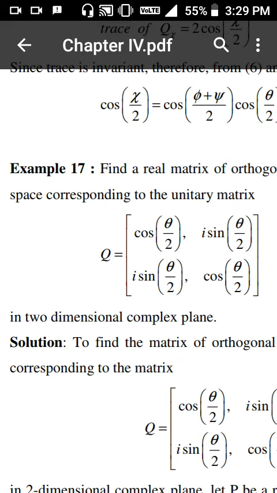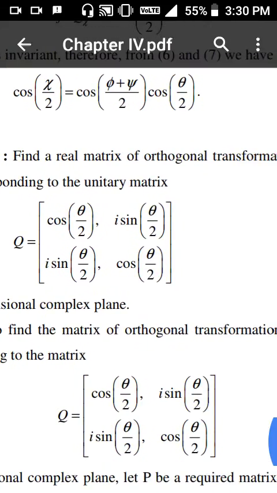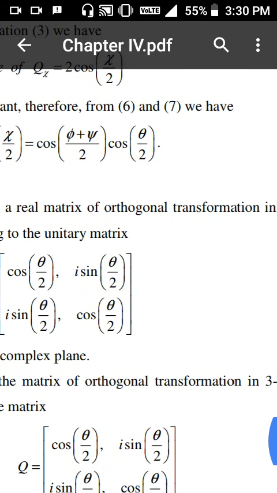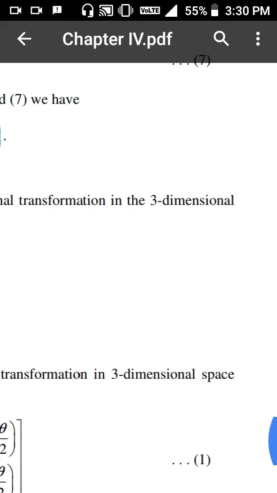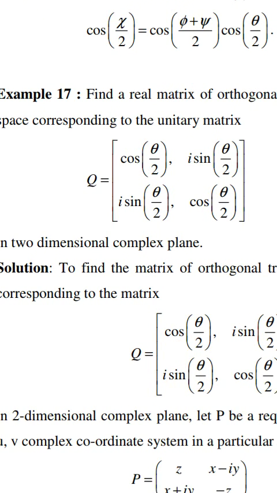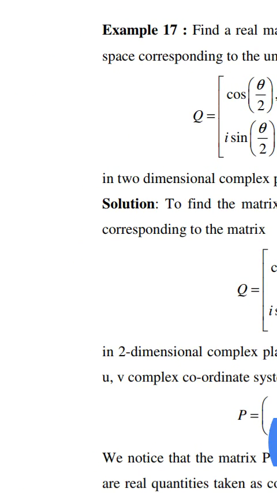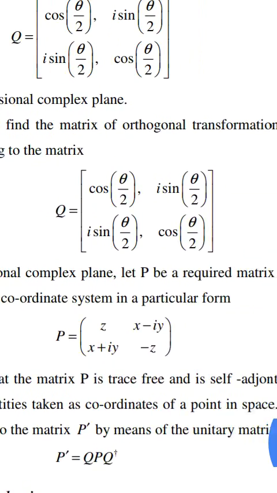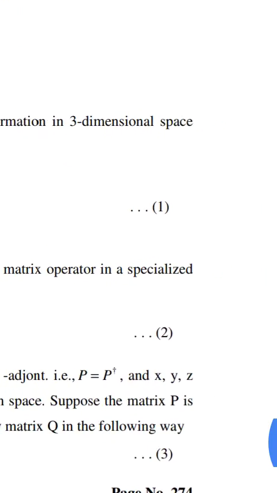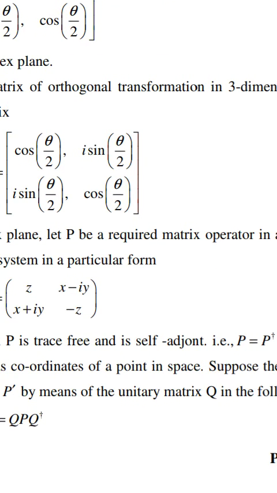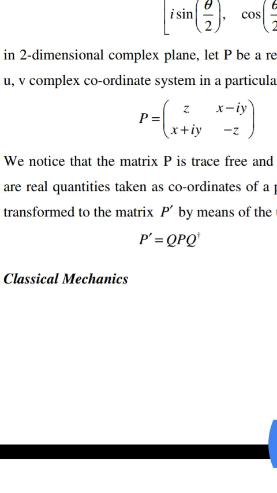Now see here, next example. Find a real matrix of orthogonal transformation in three-dimensional space corresponding to the unitary matrix Q is equal to cos of theta by 2, i sin of theta by 2, i sin of theta by 2, cos of theta by 2 in two-dimensional complex plane.